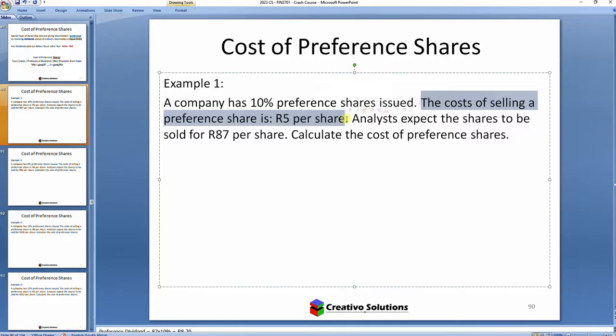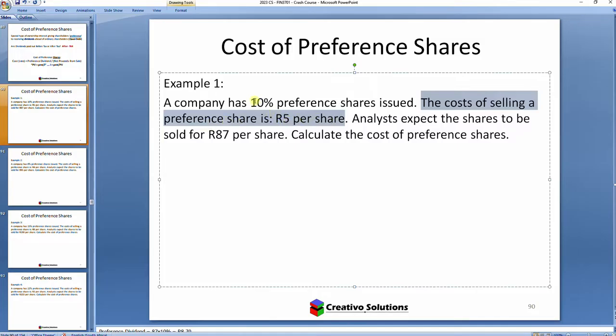Remember, you're going to have to issue these shares. The commercial bank, the investment bank, they're going to have to issue these shares on your behalf, and they're going to want some sort of commission. So the cost that we've attached to this is 5 Rand. That's not the dividends. That's the cost of issuing the share.